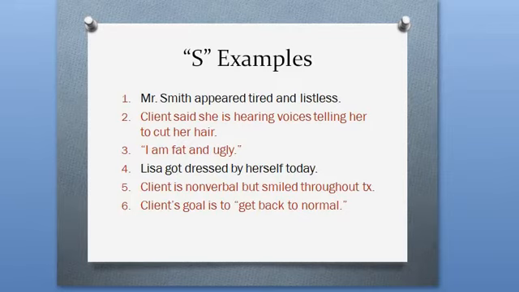And again, the nonverbal one, and the part about Mr. Smith appeared tired and listless, we talked about that. That should be in the objective. If you put number 4 in the objective, I would just word it differently. I would say patient donned shirt and shorts independently. That's much more professional than saying Lisa got dressed by herself today. So that's the subjective, and we're going to move on to the objective.